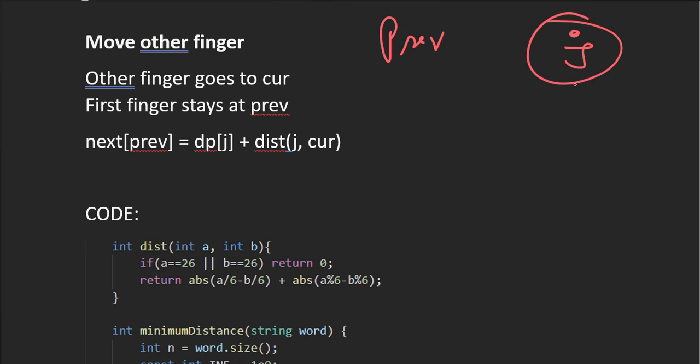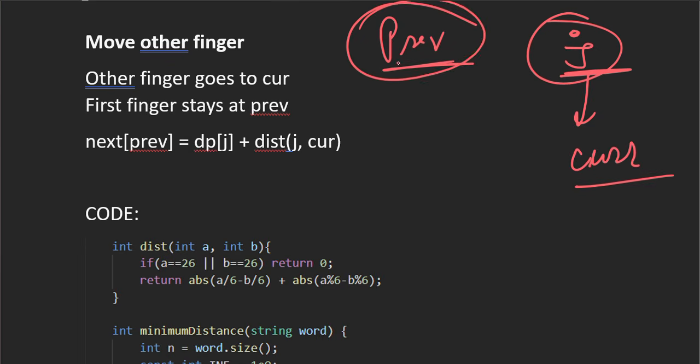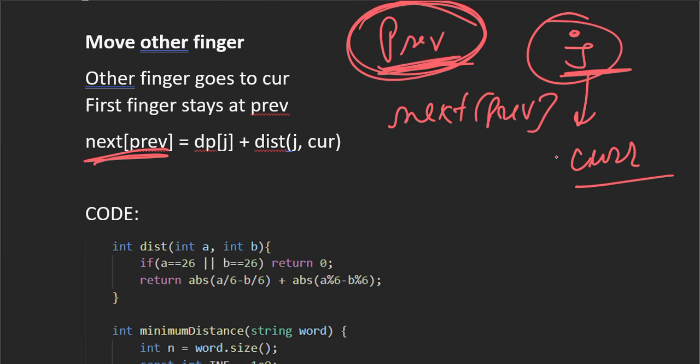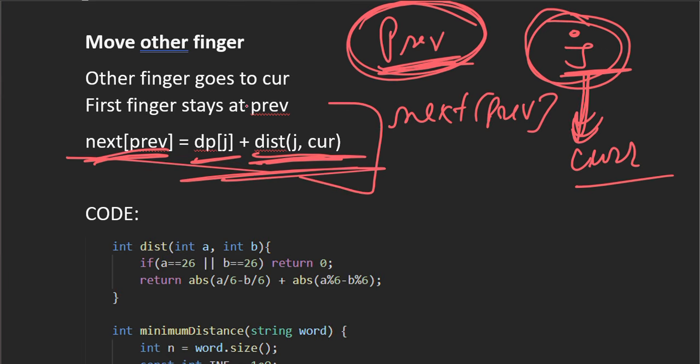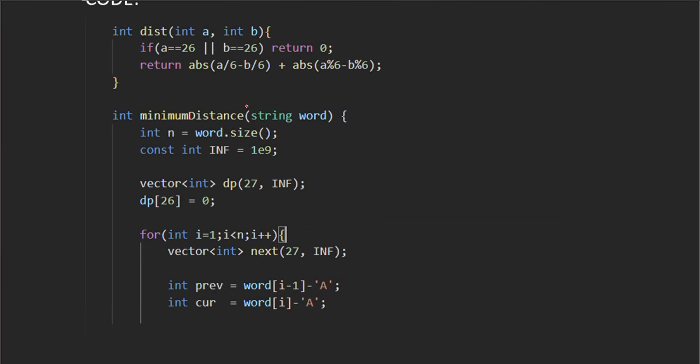Now, what if instead of using our previous finger, we have used the other finger, that is the jth finger? Now our finger will go to the current character, so we have to store the position of this previous finger. So next of previous is equal to dp of j plus the distance that we have taken to move from j to current. This will be stored, right? So let's see the code part.